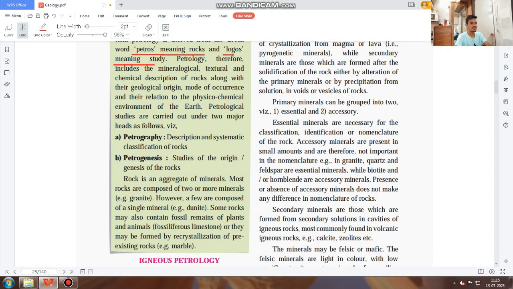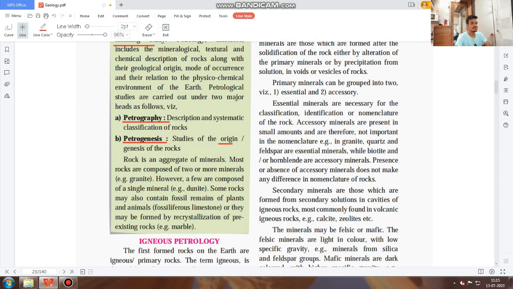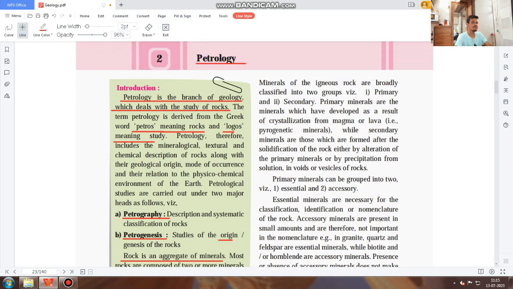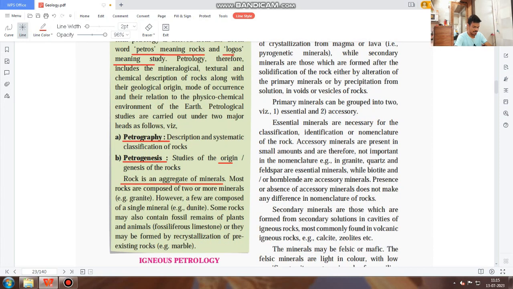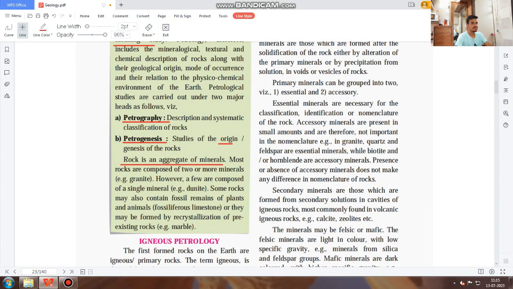So come down over here. This is another thing: petrography, description and systematic classification of rocks. Petrogenesis, study of origin. Okay, so rock is an aggregate of minerals. Whatever I'm underlining, that you have to remember, as I've told you in the previous video. Most of them have two or more minerals. Example granite. However, few are of single mineral.